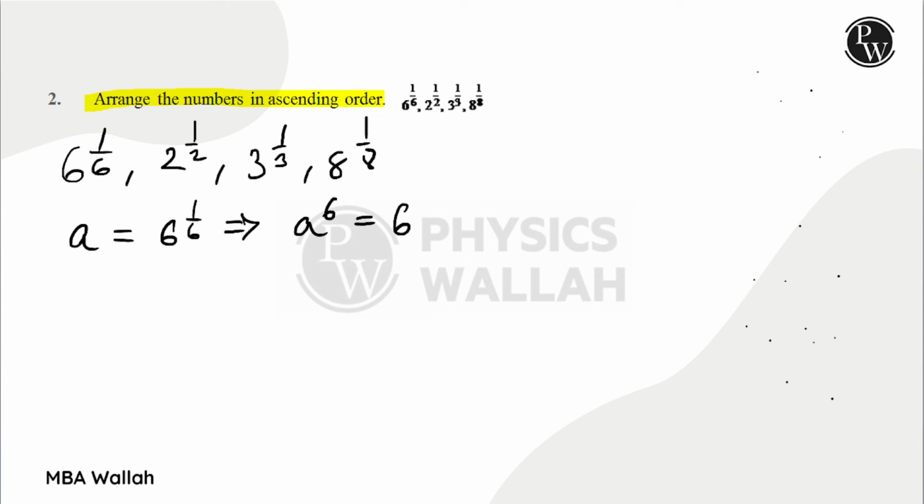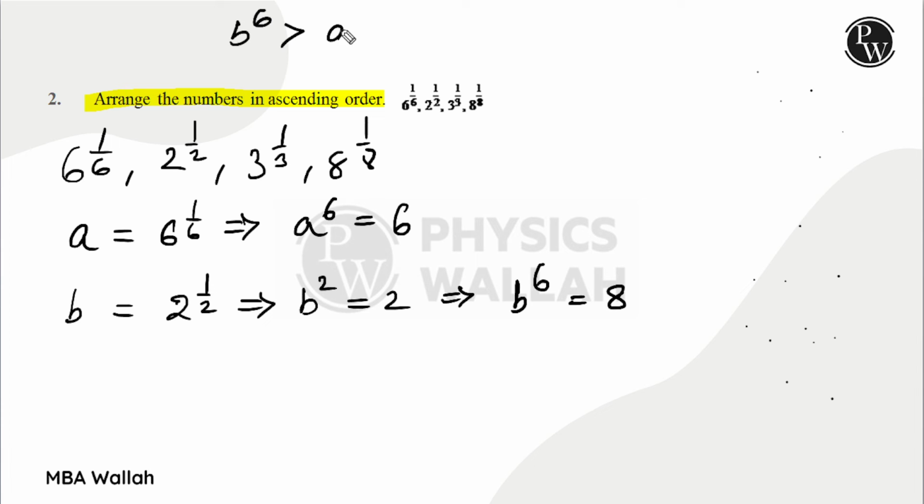Now let's try and calculate the value for b. For b it will be 2 raised to the power half. This implies that b square will be equal to 2. Now because a raised to the 6, तो हम b raised to the 6 कर देते हैं. So b raised to the 6 will be 2 cube, that is 8. Now I know that b raised to the 6 is greater than a raised to the 6.